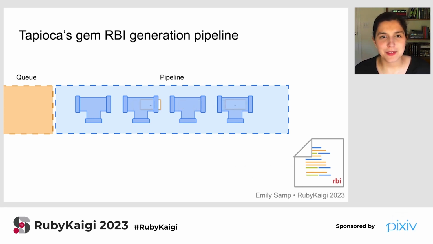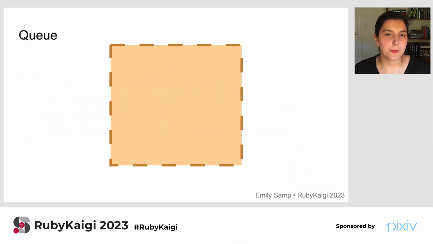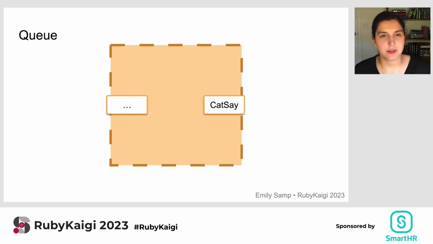So now that we understand how Tapioca's gem RBI generation pipeline works, let's learn about some of the things that can make this process complicated. Let's revisit the queue. Earlier, I said that the queue will be populated with constants from the gem. However, I neglected to mention a really important point, which is that not all constants used inside a gem are going to have been originally defined in that gem.